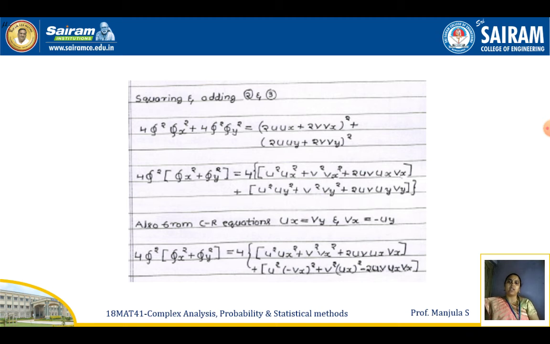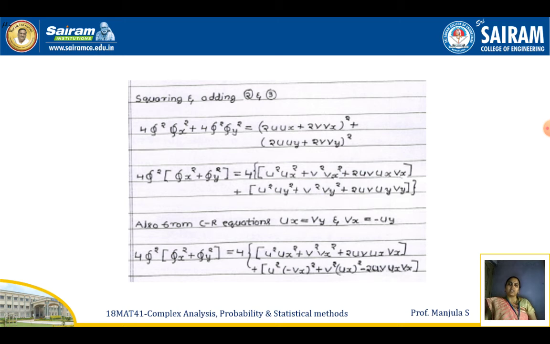Now you just square and add equations number 2 and 3. So 4φ²φx² + 4φ²φy² equals (2uux + 2vvx)² plus (2uuy + 2vvy)².